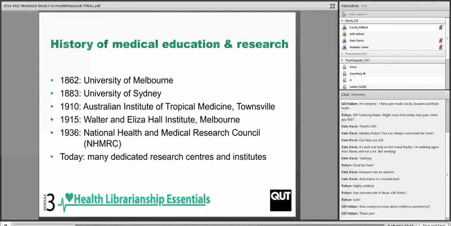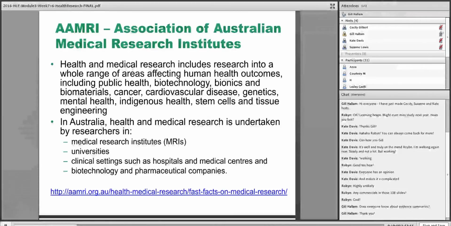A place you can go to look at this, if you are interested to drill down and learn more about it, is the Association of Australian Medical Research Institutes. That is there as a collective almost to track the different organisations and to serve as a lobby group to promote the value of health and medical research across this country as well.